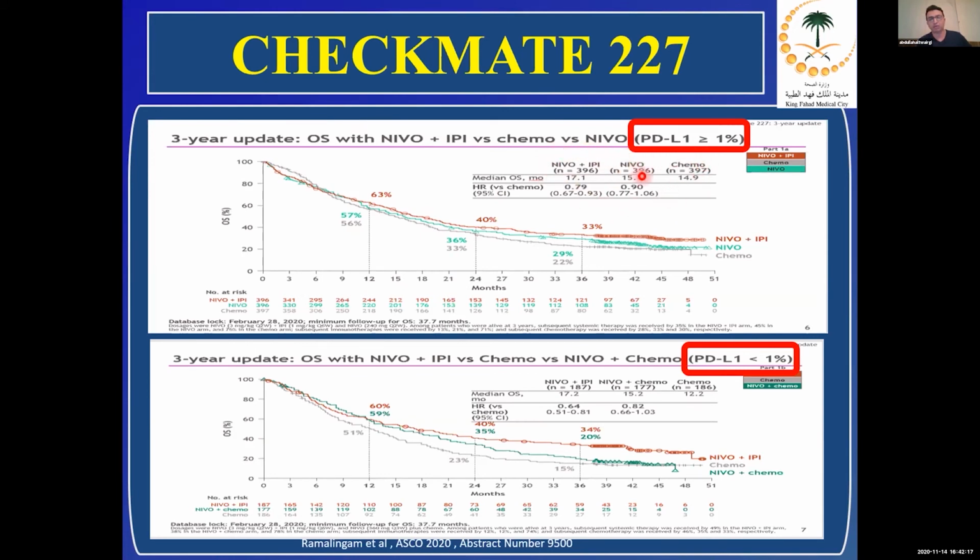There was a third arm that included Nivo, but when you see here, the Nivo Ipi had a longer survival benefit, 17 months compared to 14 months, and the benefit was sustained even with a longer follow-up. PD-L1 negative patients also do benefit, although this was not the primary endpoint. The benefit seen with the dual checkpoint inhibitor was seen with either PD-L1 positive or PD-L1 negative tumors, and the benefit was almost better than the chemotherapy, which is the control arm in these trials.